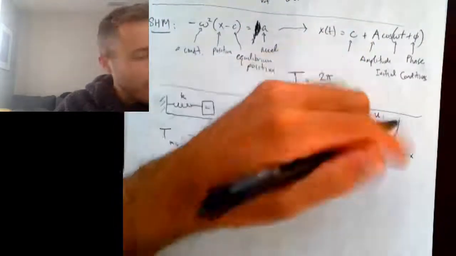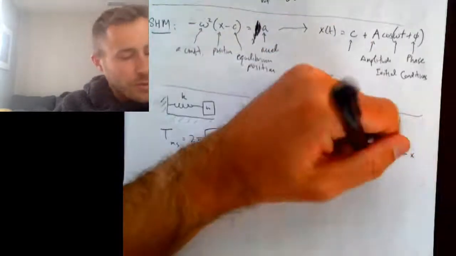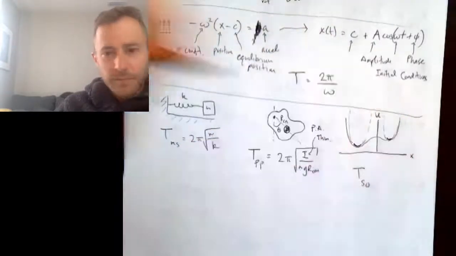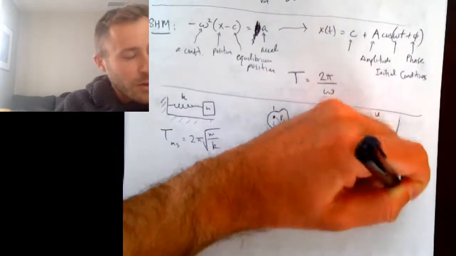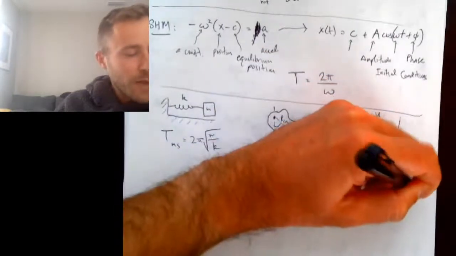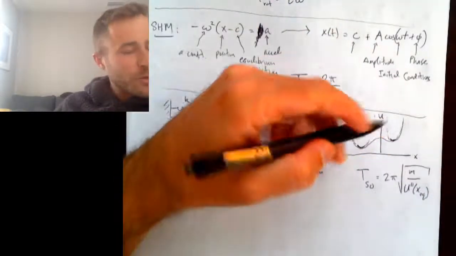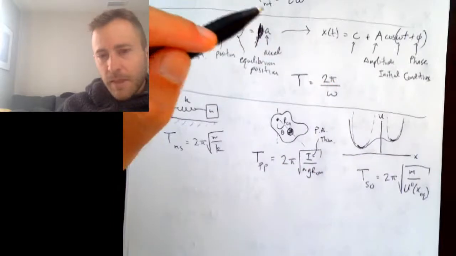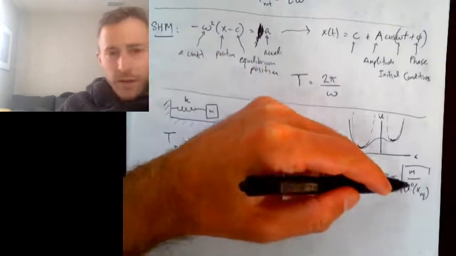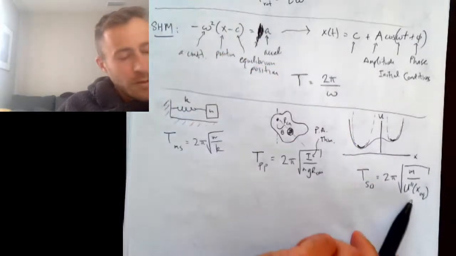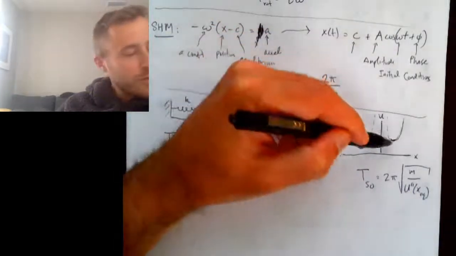If the oscillation is too big, then it can go into another equilibrium point. So the period of small oscillation is equal to 2 pi square root of m over U double prime evaluated at the equilibrium position. Because this one has two different equilibrium points, it's going to have two different periods of oscillation. One for oscillation here, one for oscillation here.